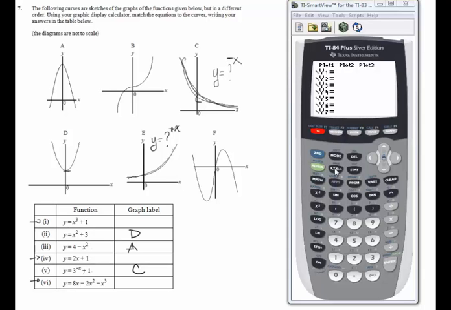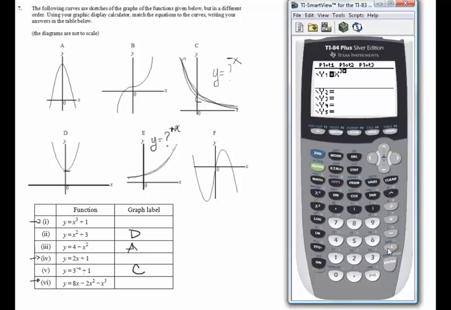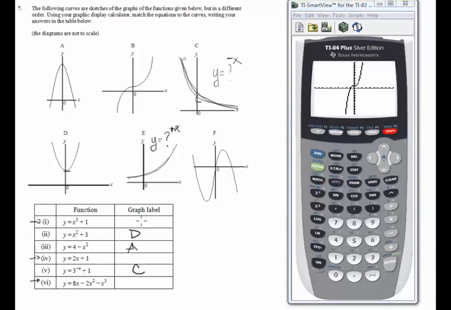So the first one, x to the power of 3 plus 1. Graph that. Okay. Definitely not that. Got to be B. Moving down, now 2x plus 1. That's just y equals mx plus c. Straight line. I'm not seeing a straight line anywhere, which kind of leaves F.